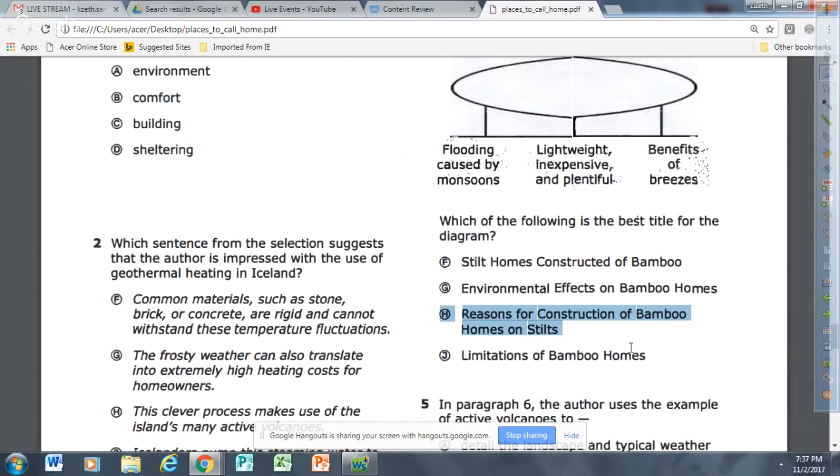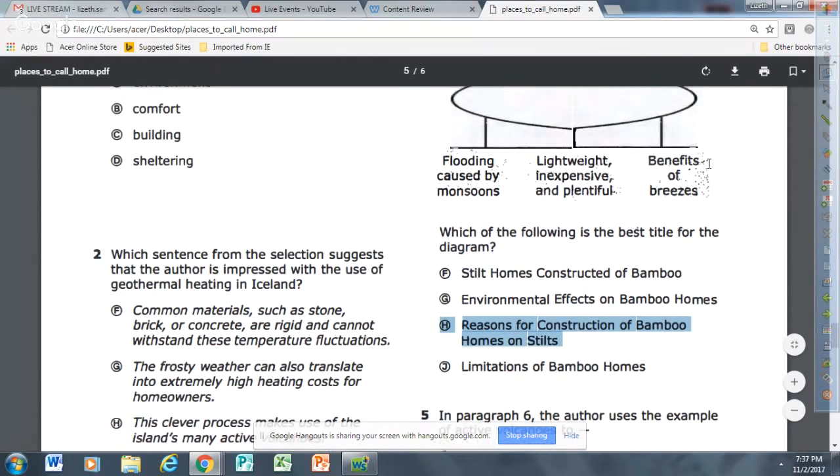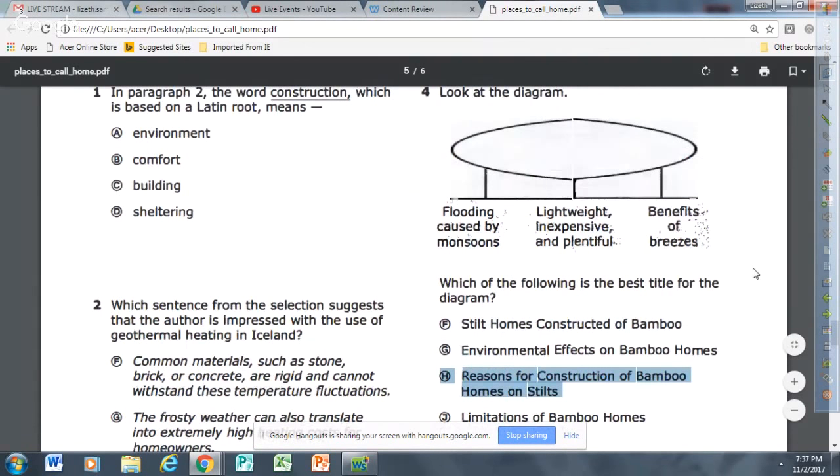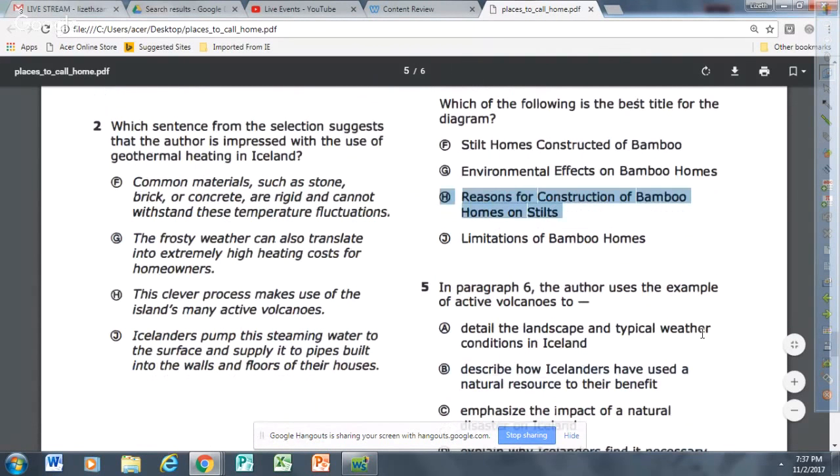Quite a couple of you got it right, but most of you either picked, it was evenly split between J and F. Hopefully I explained enough that you understood that these are all reasons why you would construct a bamboo home. Let's look at number 5.